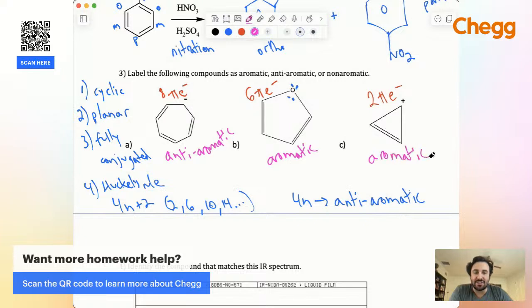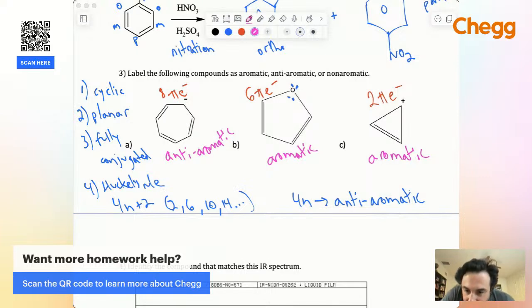So this is actually the simplest aromatic system possible. Cyclopropenyl cation is what you would call it. It's a cyclopropene, but it's got a cation there that makes it fully conjugated and therefore aromatic. So that brings this system to a lower energy. That's the aromaticity part. So that's that one.